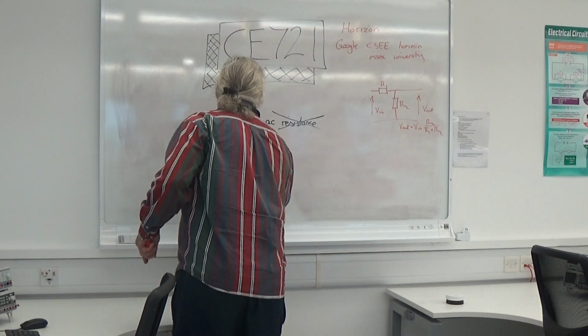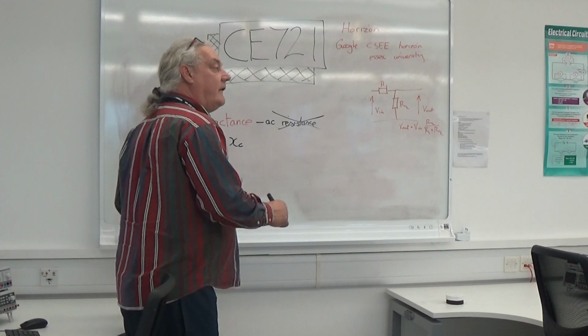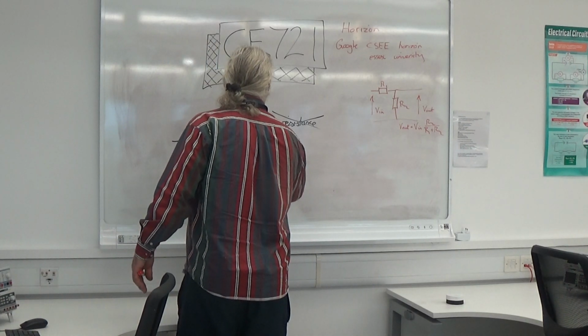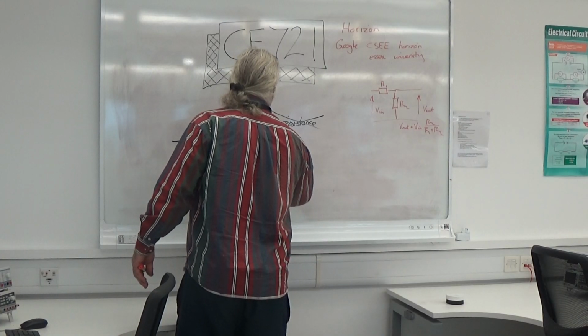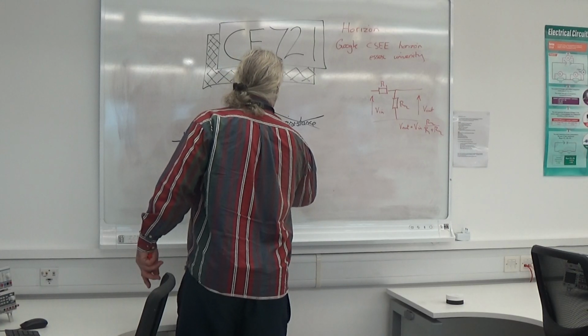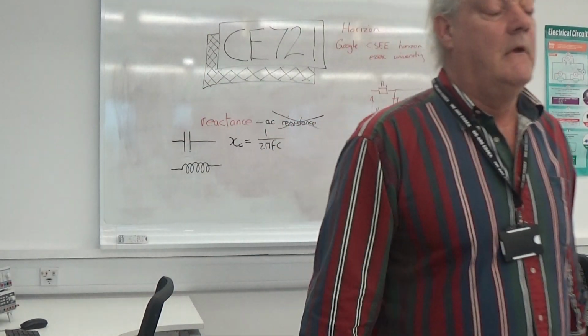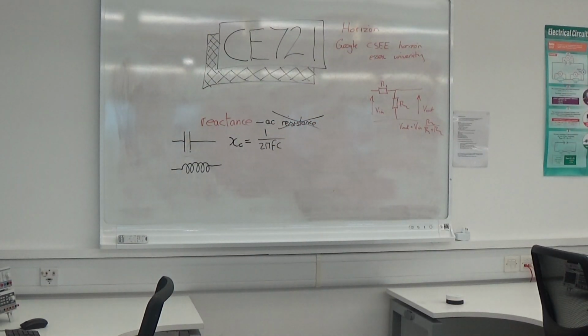So XC, in other words, the resistance of a capacitor, the reactance of a capacitor, is 1 upon 2 pi FC. Where did it come from? To derive it, it's on the web pages if you want to see it. Let's not fill your head with too much stuff at this point in time.